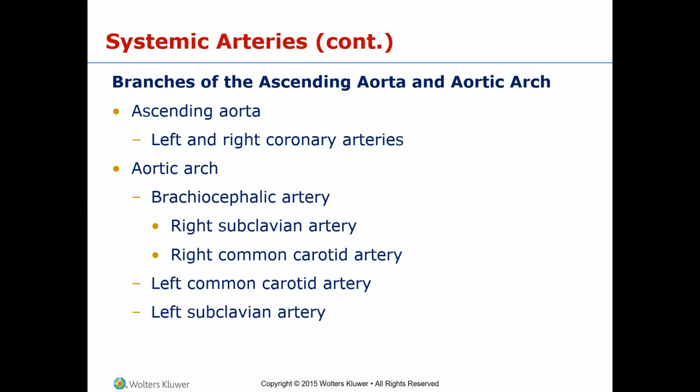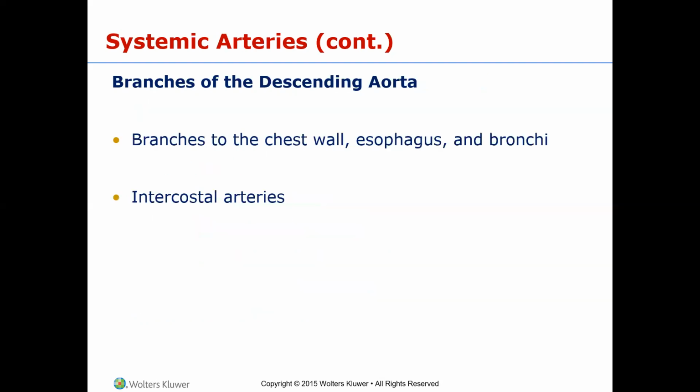And then we have the aortic arch, which is branching differently on the right and the left side. On the right side, the aortic arch branches into the brachiocephalic artery, the right subclavian, and the right common carotid. On the left side, the aortic arch just branches into the left common carotid and the left subclavian.